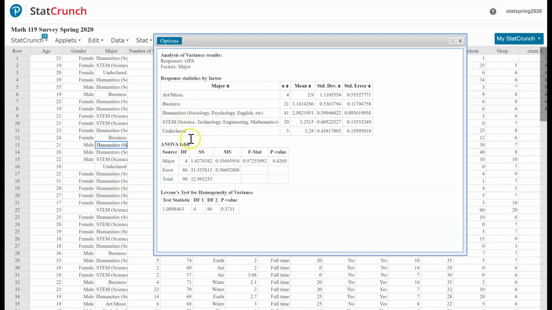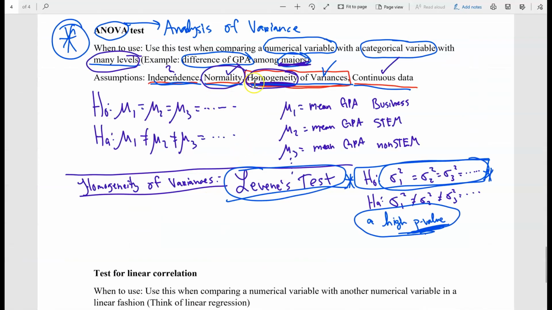So make sure that you write all of that out. Write your H0 and your HA. Give me the ANOVA table and give me the Levene's test. And in addition, you also want to make sure that you test for normality, so give me something that tests for normality. You can give a statement about whether the data is continuous or not, and give a statement about independence. Okay, so this one is much more involved than the other ones, but it's for a good reason.